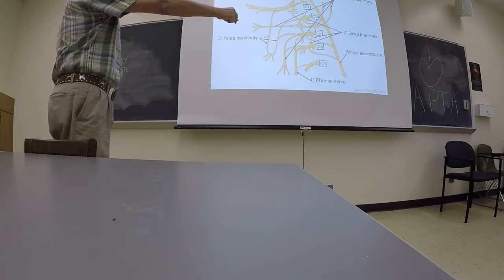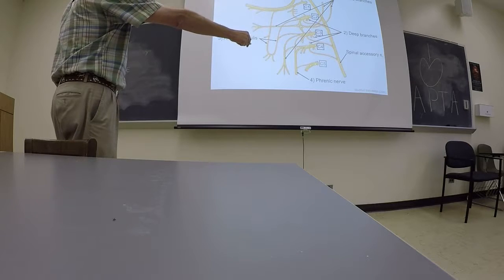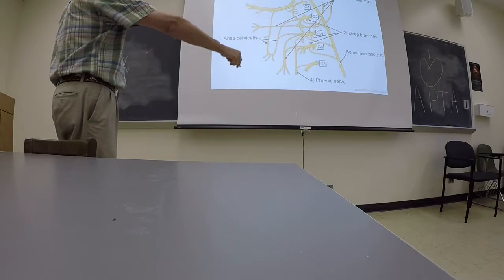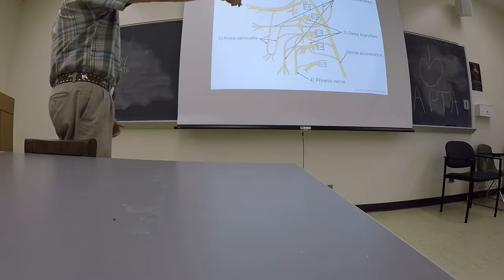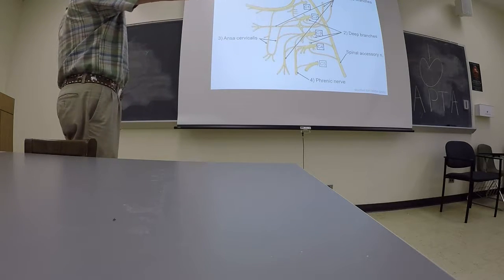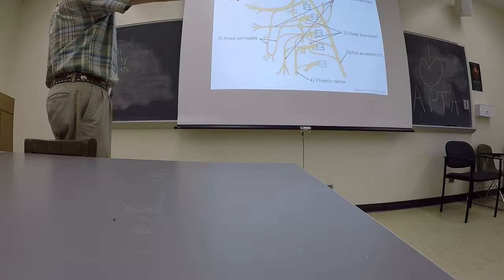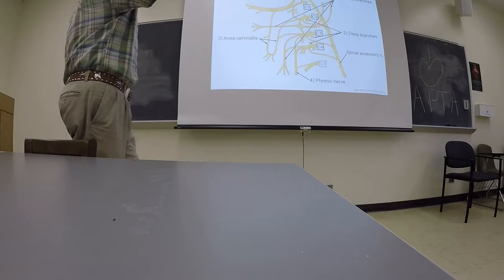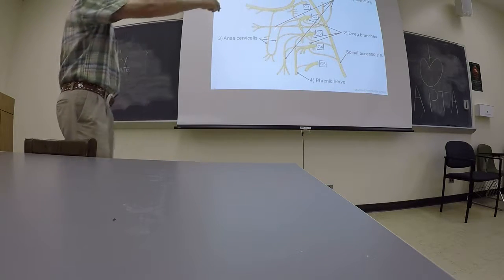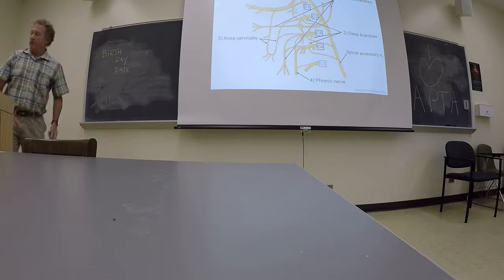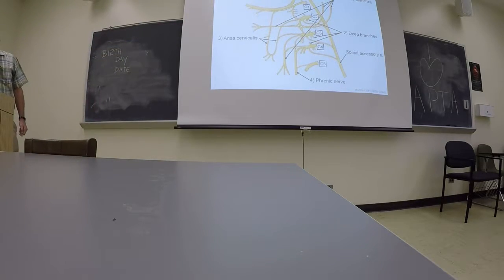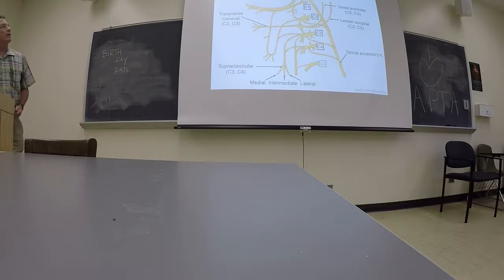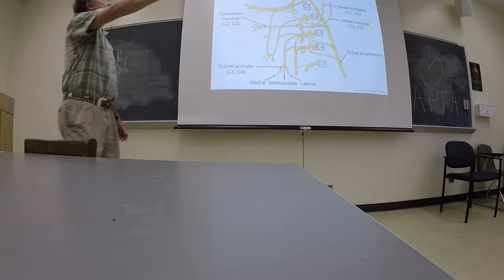And then here's C3, 4, and 5 that's joining together to form the phrenic nerve that's going down to the diaphragm. But you see, this is what a plexus is all about. What starts off as something simple like ventral rami mixes it all up, and what comes out the other end has combinations of various different final levels.